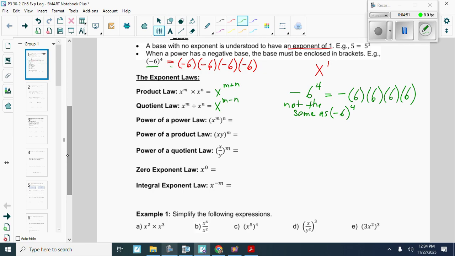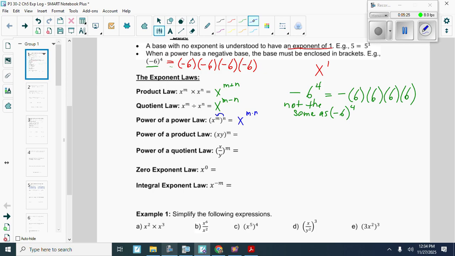Okay, do you guys remember power of a power? When you have an exponent on the outside of a bracket, that exponent gets, it's almost like it gets put into the brackets. So this is where we multiply our exponents. So we would have x, and we would go m multiplied by n.